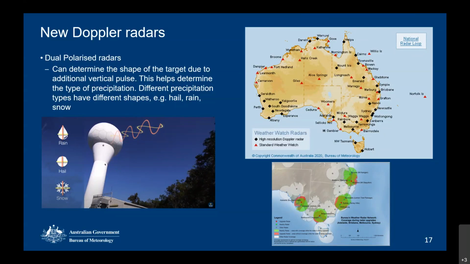And the use of that is not only we pick up precipitation better, but we also pick up the shape of precipitation better. So rain has a sort of a teardrop shape, hail is round, snow is flatter. So the dual polarized radars can distinguish between those targets better.